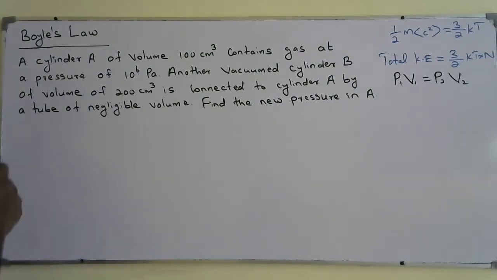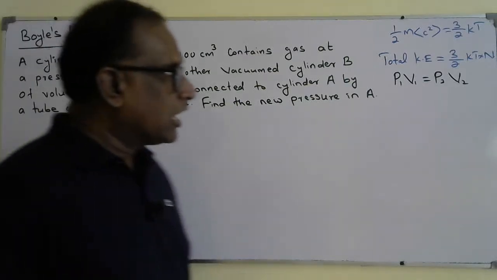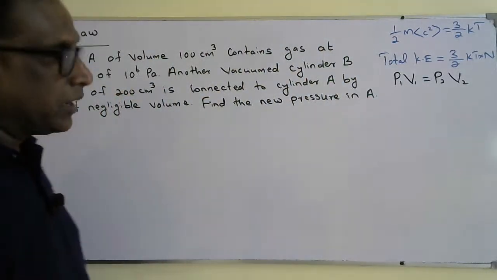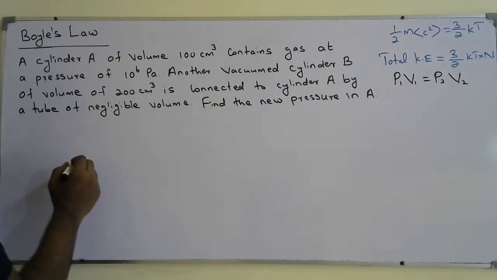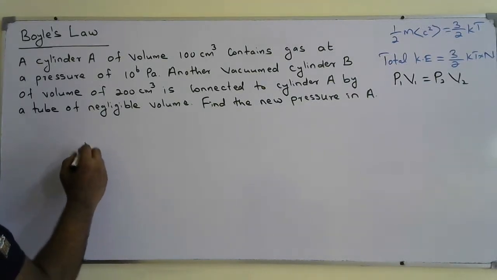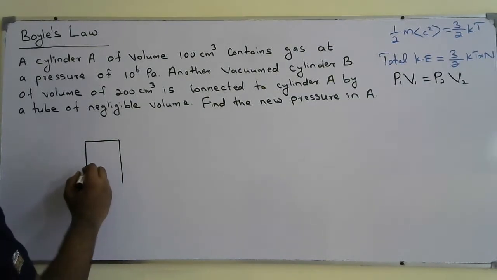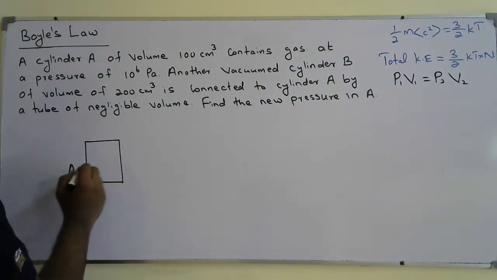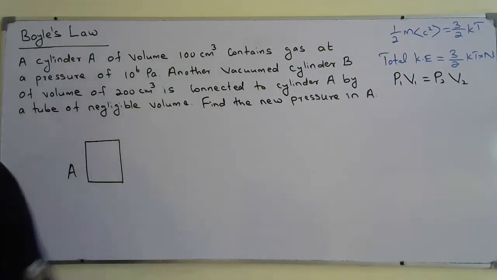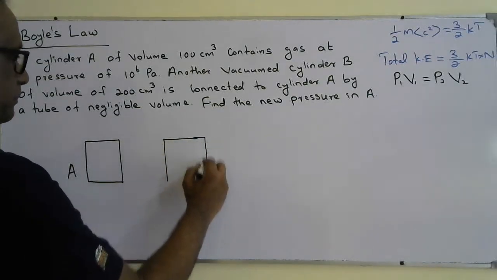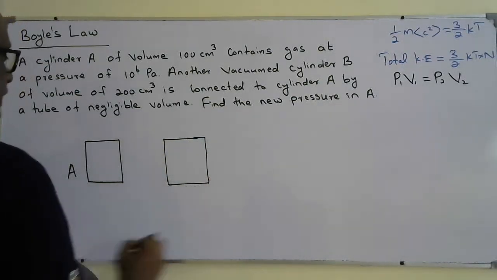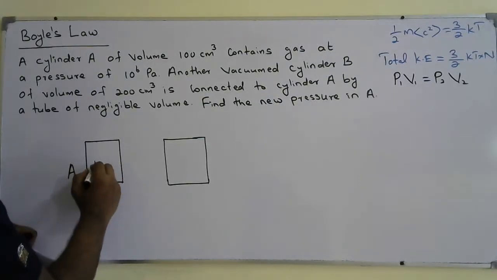Okay, so this question is based on Boyle's law. How do we identify whether it's based on Boyle's law? We should be able to identify the variables and the constants. Say a cylinder A of volume 100 cm cube contains a gas at a pressure of 10 to the power 6 Pascal. So this is the cylinder A. It contains gas at a pressure of 10 to the power 6 Pascal. Cylinder B is vacuum, so inside the pressure is 0. The total mass of the gas is m.